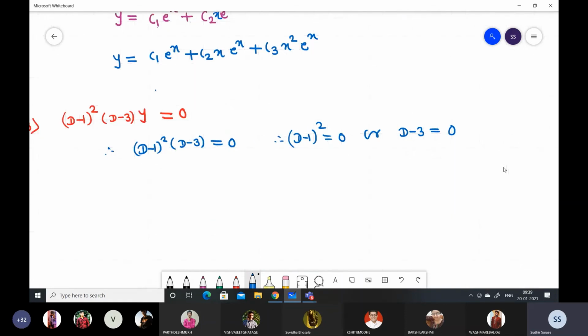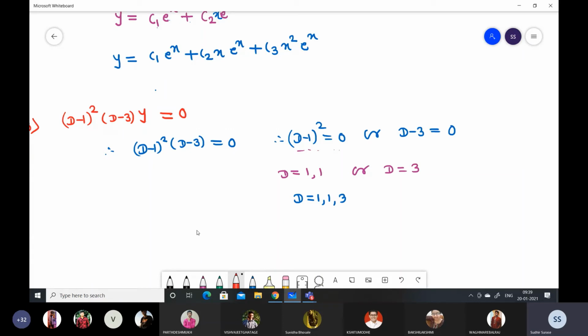Now from the first factor, can you tell me the roots? Yes, 1 comma 1. Therefore d is equal to 1 comma 1, and from the second term we get d is equal to 3. So in total we have 3 roots because the order is 3. Order means the highest power of that differential operator, right? And here we get d is equal to 1 comma 1 comma 3. Now in this case, how to write the solution?